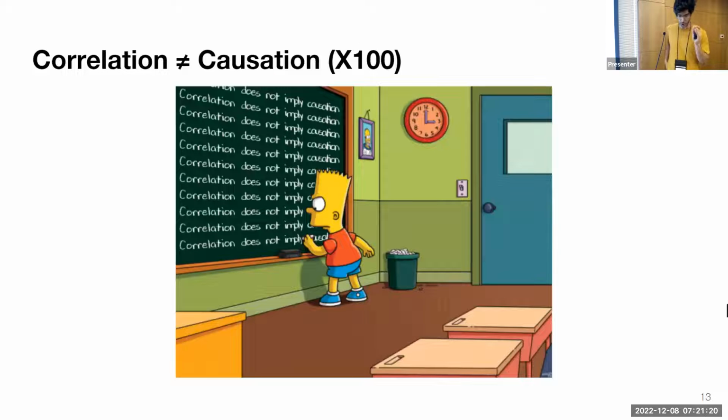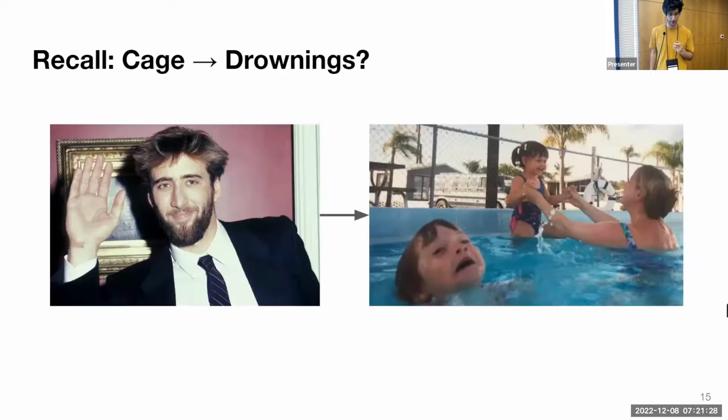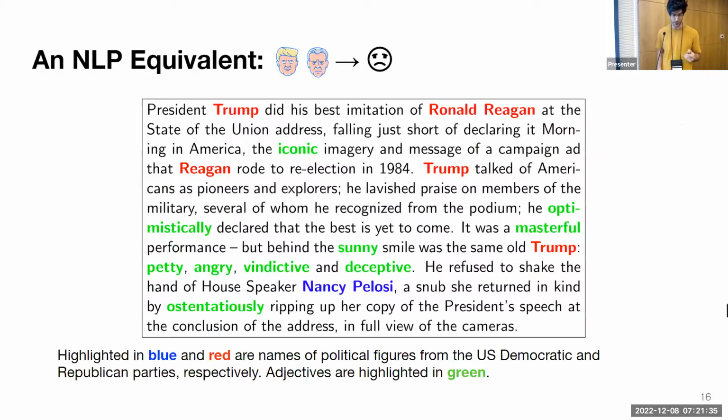All right. So after we have memorized to ourselves at least 100 times that correlation does not equal causation, we can then continue on to actually thinking about these ideas. If we go back again to the problem of Nicolas Cage causing drownings, we can imagine a very simple case in NLP that is equivalent.